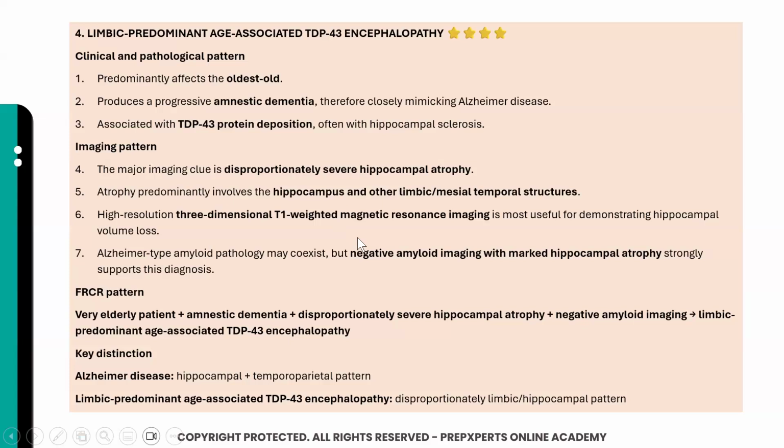So you need to know that as well. If they give you a STEM and mention that amyloid imaging is negative, then this is your answer, LATE. Very elderly patient, dementia, disproportionately severe hippocampal atrophy, negative amyloid imaging, that is your LATE. Alzheimer's disease shows a parahippocampal and temporoparietal pattern, but LATE shows a disproportionate limbic and hippocampal pattern.